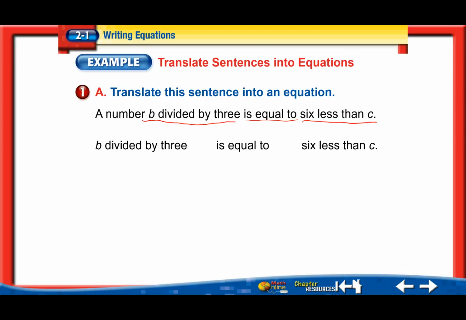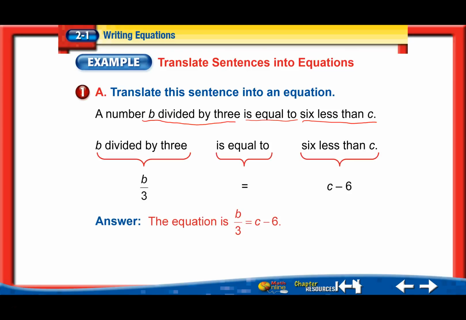Then I'm going to write on the left b over 3. B over 3 is b divided by 3, is equal to. 6 less than implies subtracting. Now be careful, just because 6 is written first in the words doesn't mean that's the order it goes. So if you'd gone 6 minus c, that would not be correct because you're taking away 6 from c. This is not one where you can swap them and it becomes the same thing.